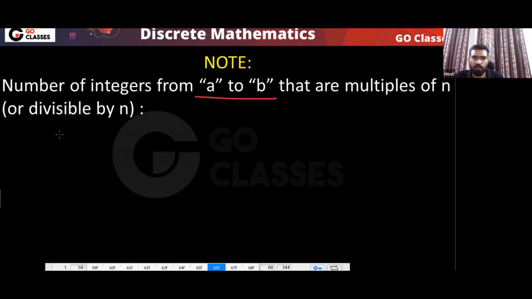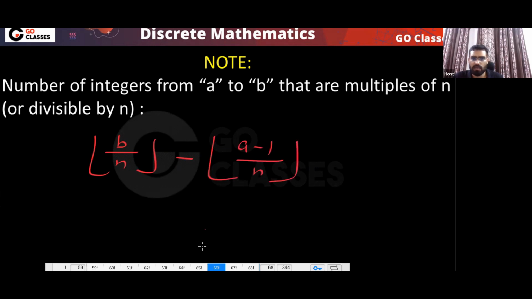And similarly, from A to B, multiples of n: that will be from 1 to B, and from 1 to A minus 1. From 1 to B, from 1 to A minus 1. This is the idea.